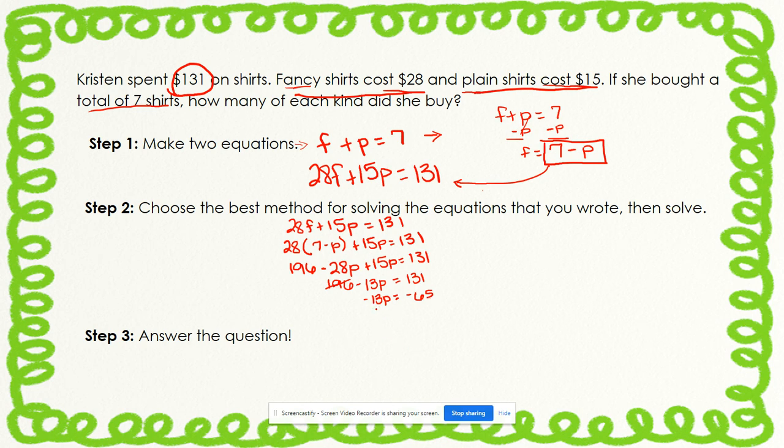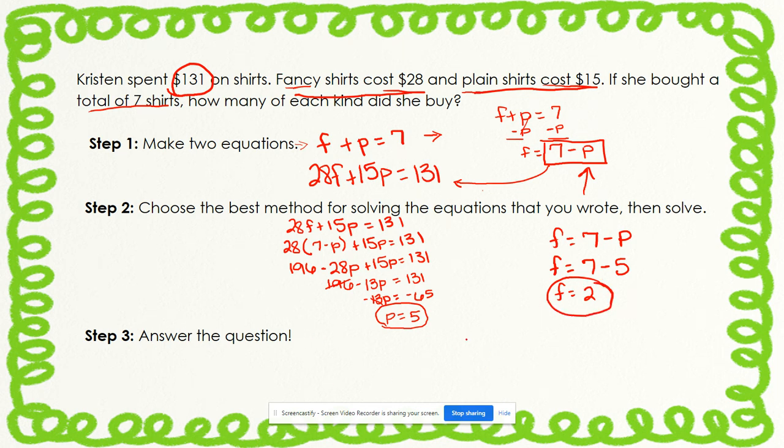Now to get p by itself, I'm going to divide by negative 13 on both sides. So that will cancel these negative 13s and leave me with p. Negative 65 divided by negative 13 gives me positive 5. That means that there are 5 plain shirts that were purchased. Now, I still need to find out how many fancy shirts were purchased. So if I go back to my equation that I wrote up here, which was f equals 7 minus p, to find out how many fancy shirts, I'm going to plug in 5 for p. So 7 minus 5, and that means there were 2 fancy shirts.